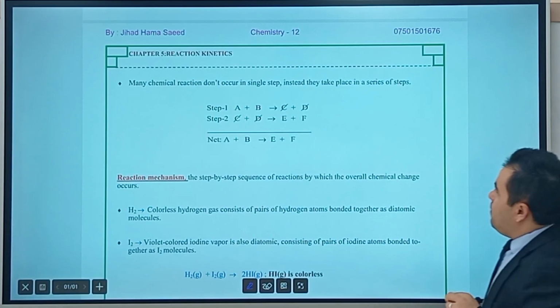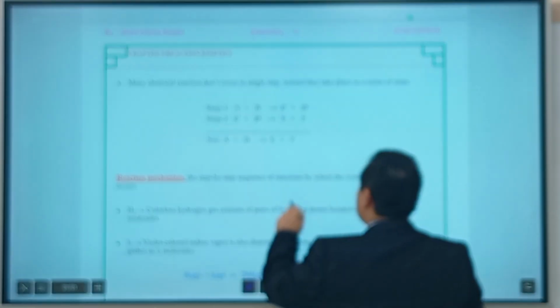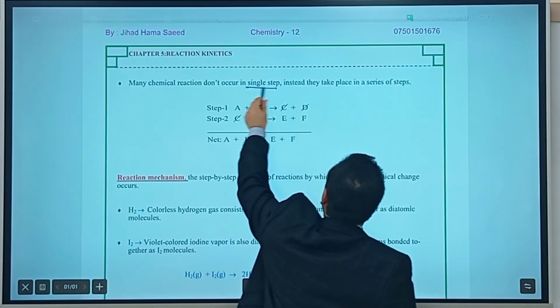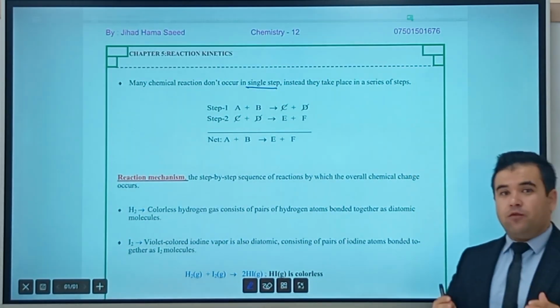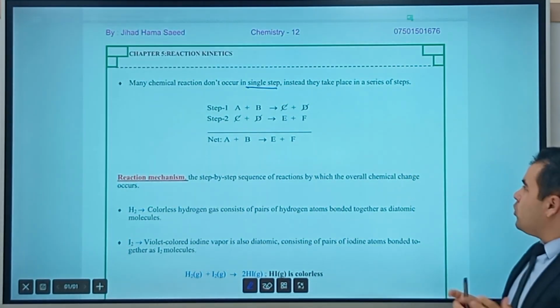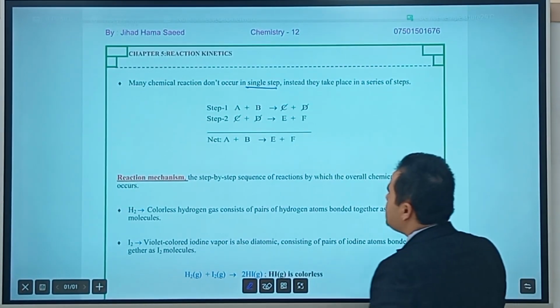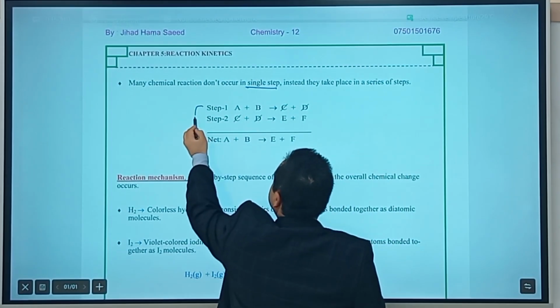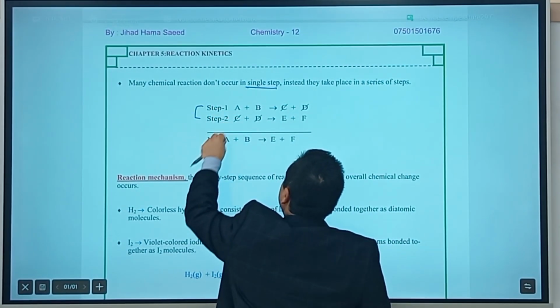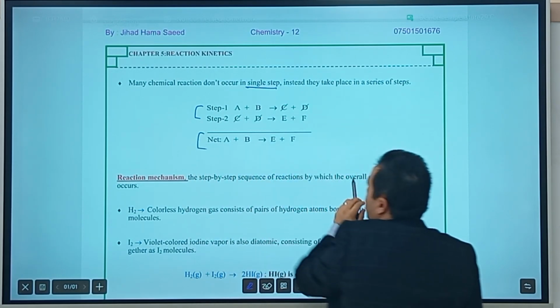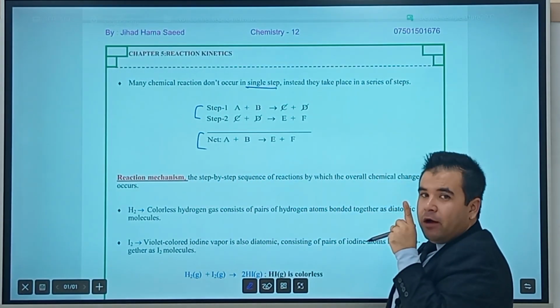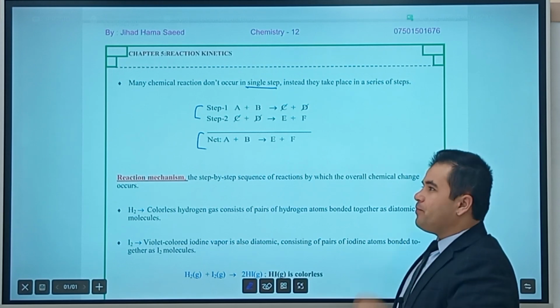Guys, many chemical reactions don't occur in a single step. As I told you, chemical reactions occur within several steps. They will not occur in a single step. For example, when we combine step 1 and step 2, we get the overall or net equation. We have to know how to add the steps.